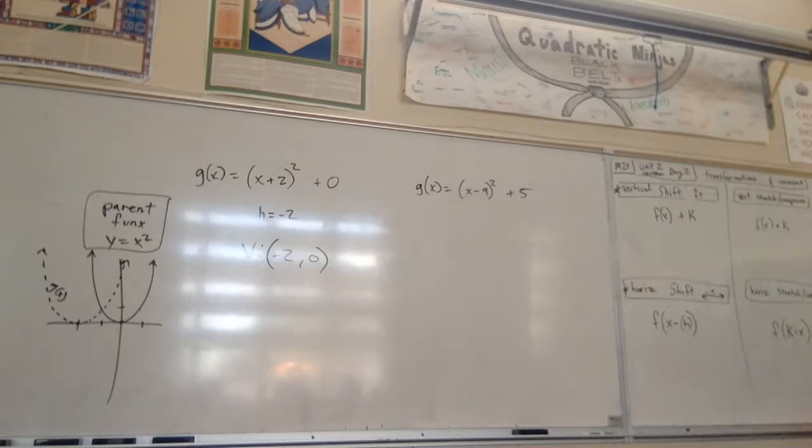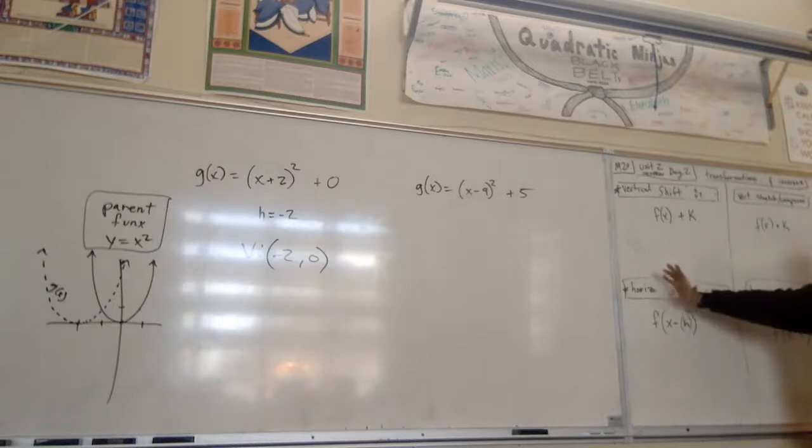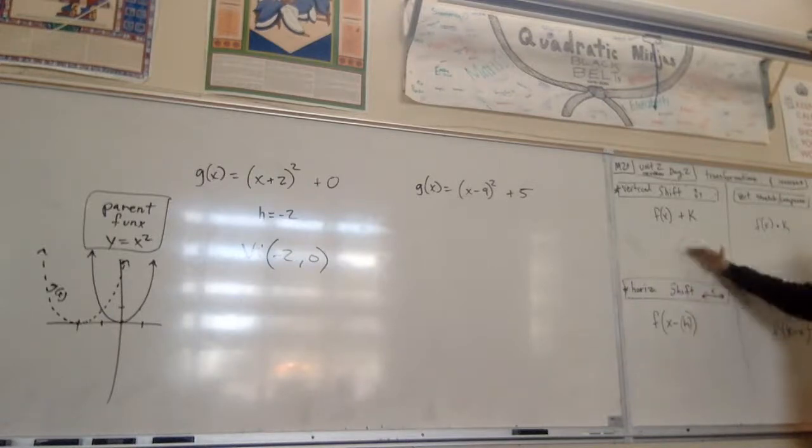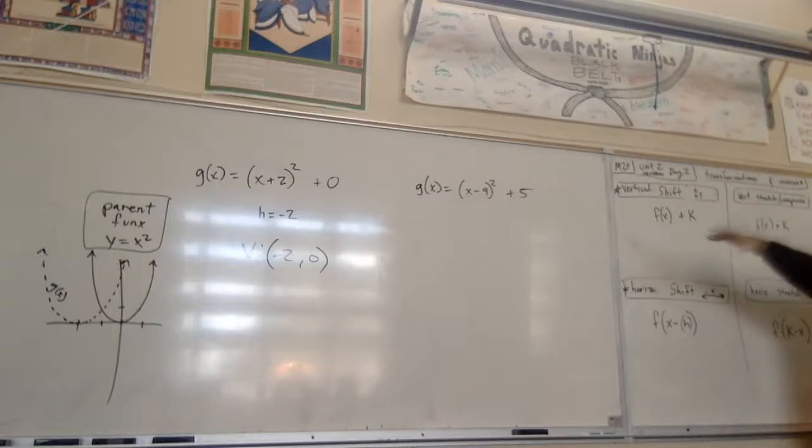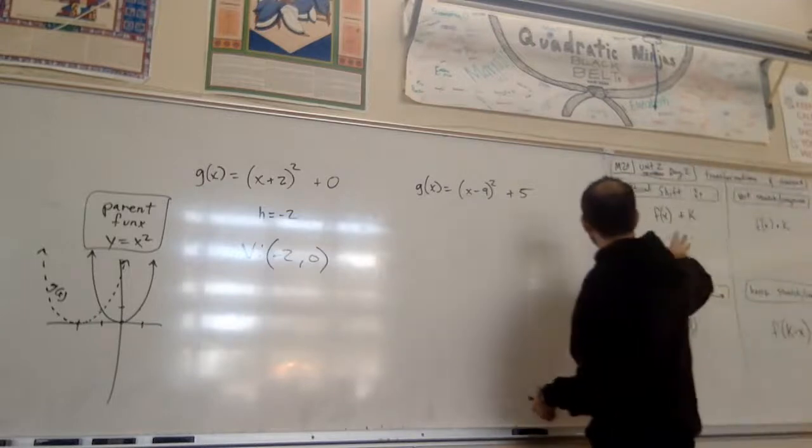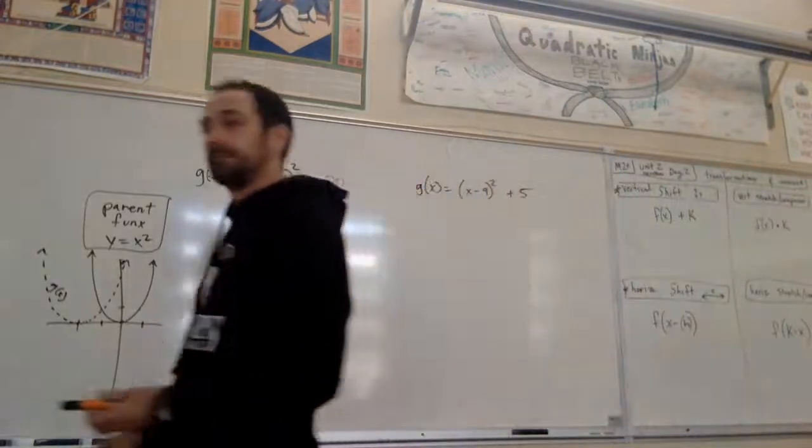Well, first off, is it going to be the left 2 or the right 2? Something over here, right? Because there's only addition or subtraction happening. So I know it's going to be one of these. Actually, it's going to be both of them. So I think it's easiest to figure this one out. The vertical shift is the easiest one.